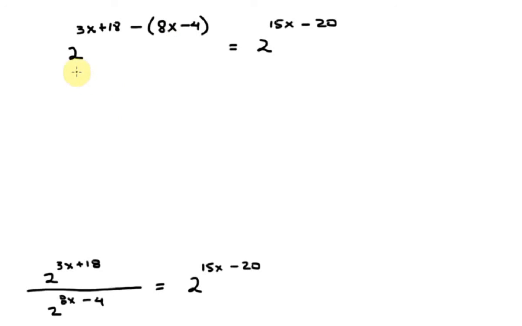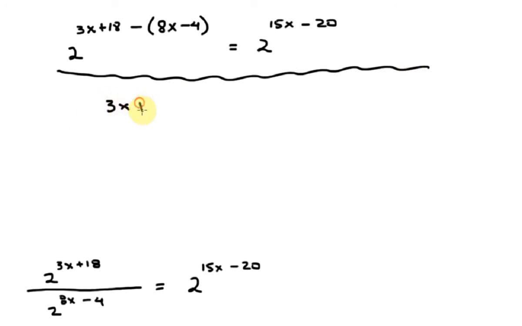Well, I now have 2 to the something equals 2 to the something else. So I'm going to dispense these 2's out of the picture. In fact, I'm even going to put a little separator there and say, let's just work with these exponents now. 3x plus 18. And then let's get rid of these brackets here. That would be minus 8x. And then this would become plus 4. And this would have to equal 15x minus 20.